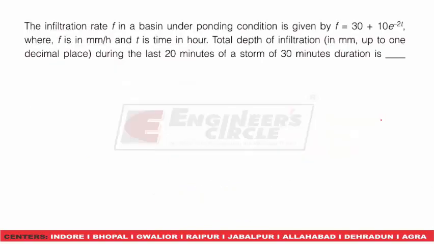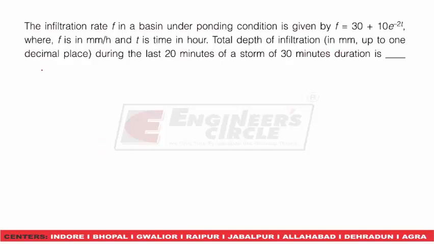The next question is: the infiltration rate F in a basin under ponding condition is given by F equal to 30 plus 10 e to the power minus 2t, where F is in mm per hour and t is time in hours. The total depth of infiltration in mm up to 1 decimal place during the last 20 minutes of a storm of 30-minute duration is.